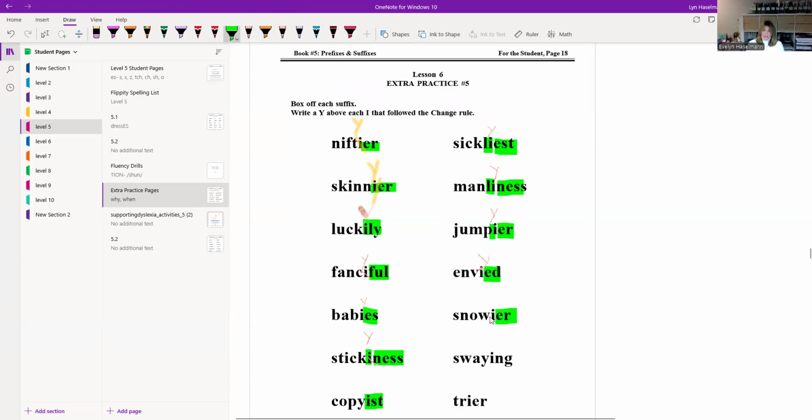Snow to snowy to snowier. I would have your student do it exactly like that if these become challenging. We'll talk about that when we get to the fluency as well. Swaying, not a change rule, and trier, change rule.